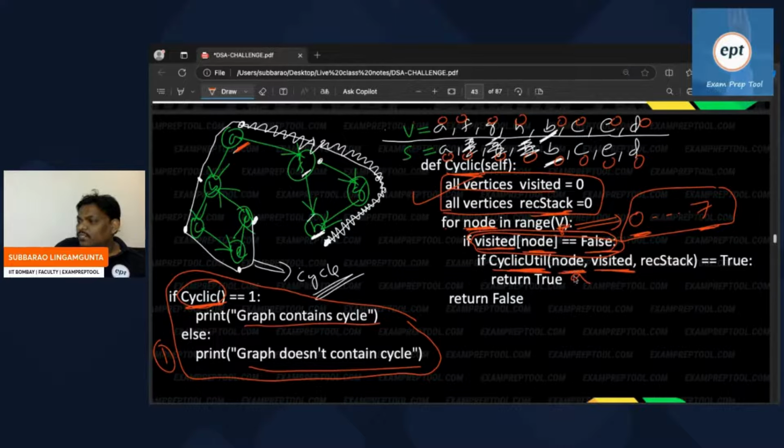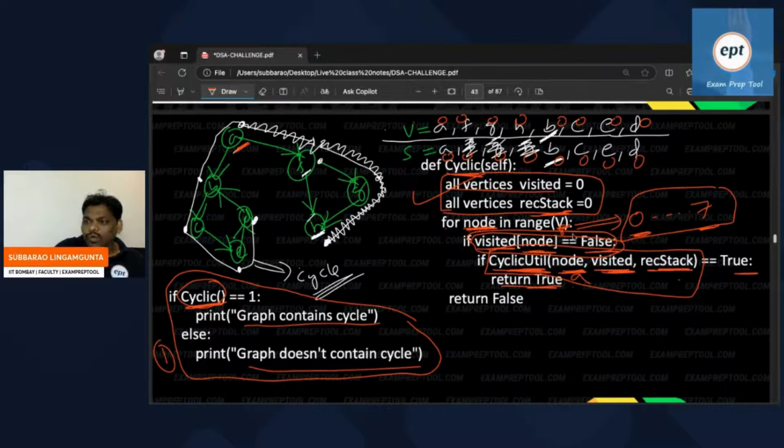And the node I am sending is A, visited all 0. Next one, the stack is also 0 as of now. Call this function. After everything is ready, I took the first vertex, which is not visited, and in the stack and the visited array, all will be 0. Because I got to know one node is not visited, I call cyclic util. That function I call. If it returns 1, that is true, then I will return true.